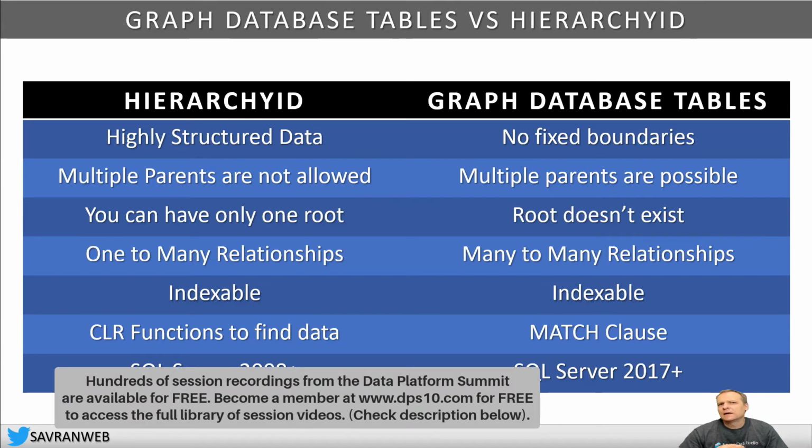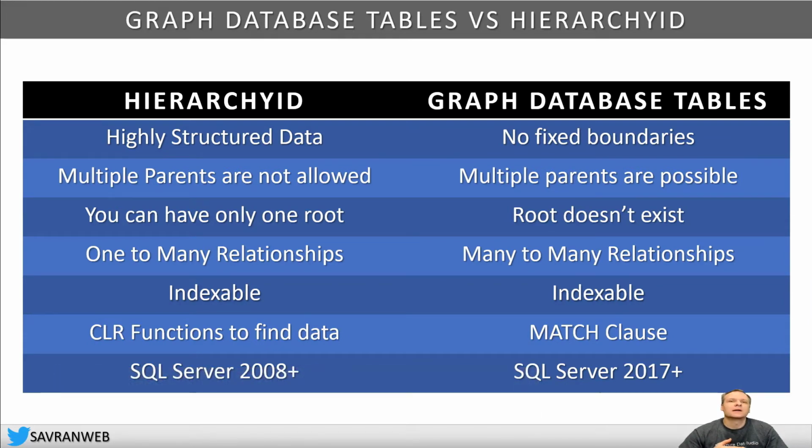To find the data, if you are using hierarchy ID, you need to use the CLR function, since hierarchy ID is a CLR data type. And it's indexable. You can index the hierarchy ID. In graph database tables, same. The thing you need to know about graph database tables is that they're newer: you're going to need SQL Server 2017 or later. And you need to use the match clause to find the data you are looking for, which I will cover in this session in a little bit.